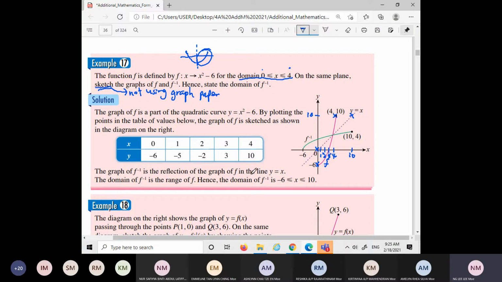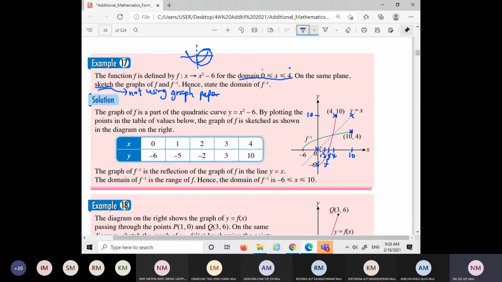Okay, so how do you get this line? The inverse is the reflection. You see how you draw from here to here, the reflection will be from here to here. But there are a few points that you know you can plot first. For example, (4, 10) will become (10, 4).